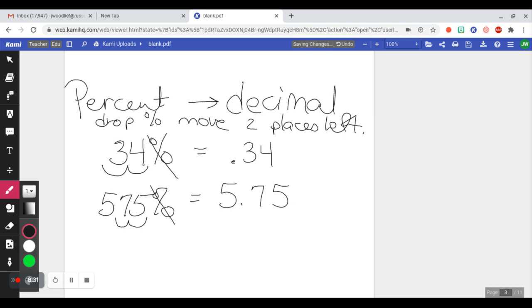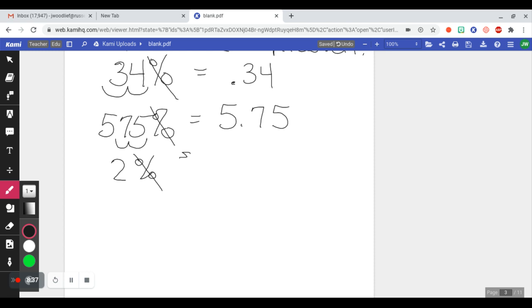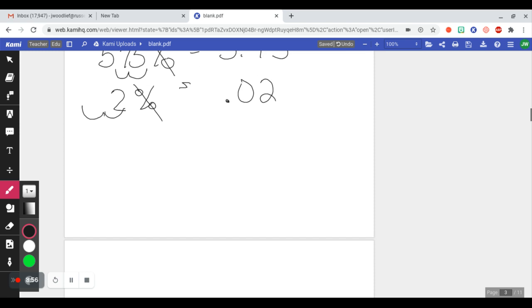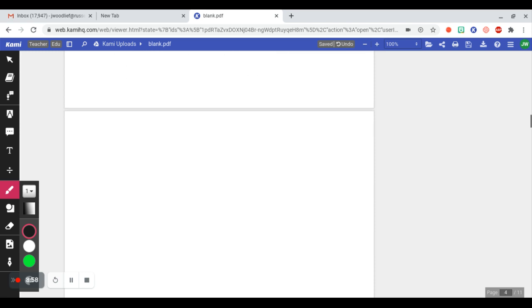Okay, what if you have 2%? When you drop it, you're going to move it 2 places. Now here is only 1, so for me to move the second, I've got to add a 0 in there. That's the biggest mistake on that. Most of the time people only want to go 1, but remember, you've got to move it 2 places to the left.